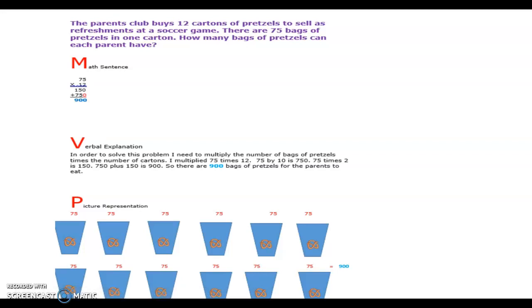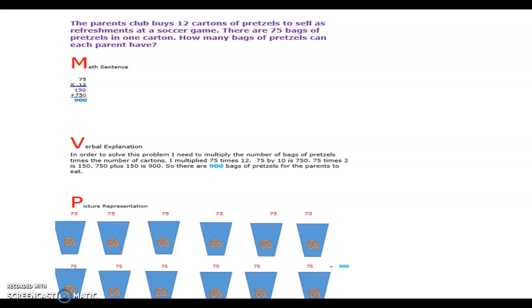In this video, we're going to discuss how to create an MVP. An MVP is a problem-solving model used to show different ways to solve word problems. You will be given a word problem, and you're expected to create your own MVP. Then create a video on Flipgrid explaining your process.